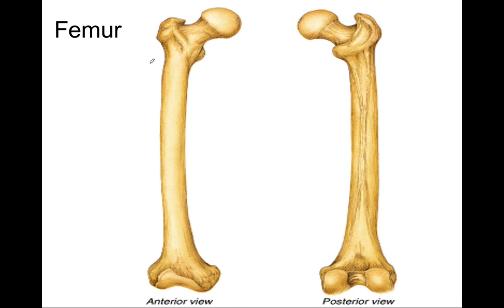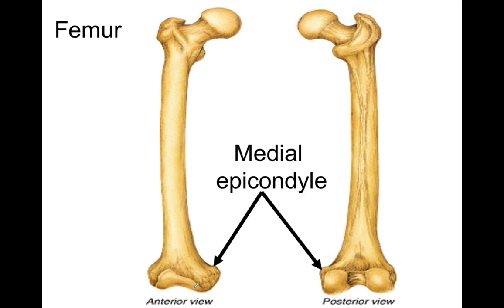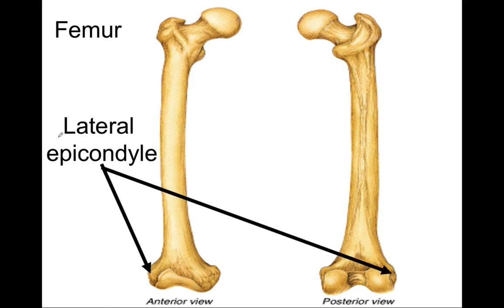Now on this slide you can see that we're going to include the femur. The femur stretches from the hip all the way down to the knee. And just as with the humerus, we have a medial epicondyle and we have a lateral epicondyle. The medial epicondyle, once again, will be a little bit more pronounced than the lateral epicondyle.